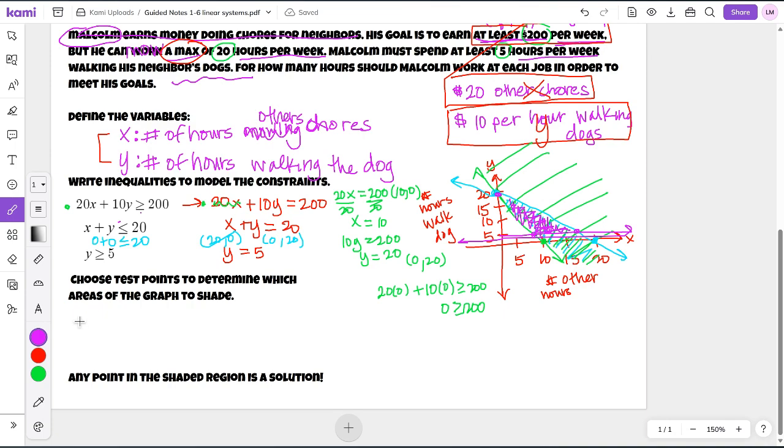All right, so the test points, I chose (0, 0) the whole time. If your graph goes through (0, 0), then you'll have to choose something else. All right, so you plug in (0, 0) and check to see where that shading is.